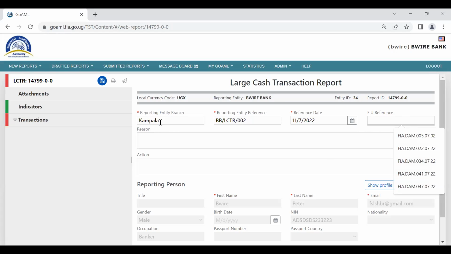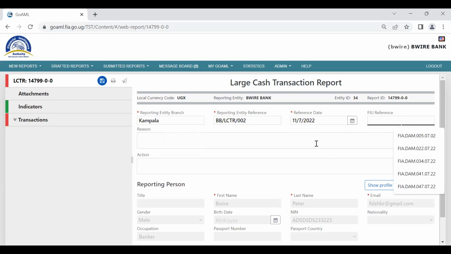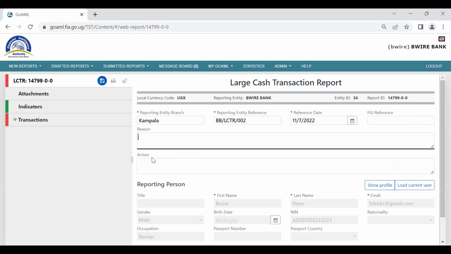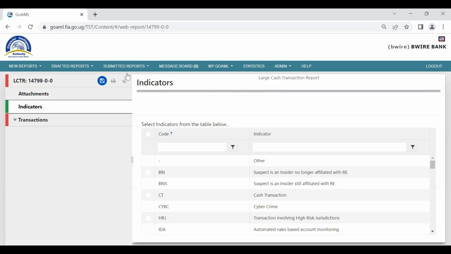But for large cash, we do not need that, we just need the reporting entity branch reference. The date is automatically provided. The rest of the fields are not required. FIU reference is for additional information file. Reason and action are for suspicious transactions. No attachments are required. No indicators are required. Yes, please.